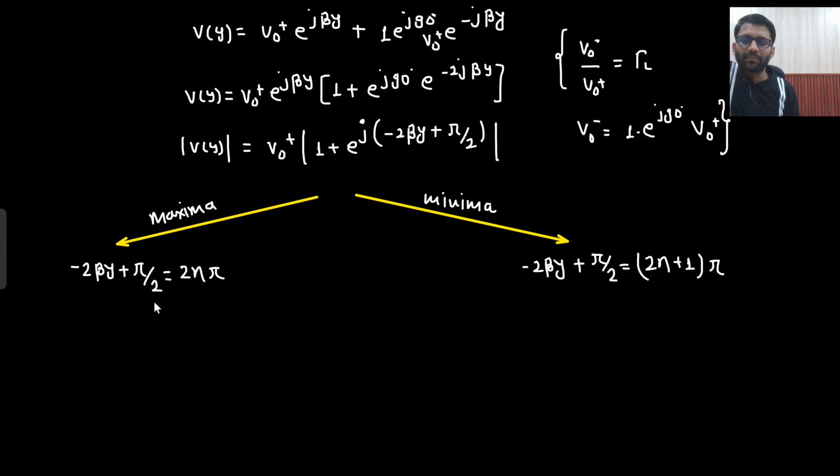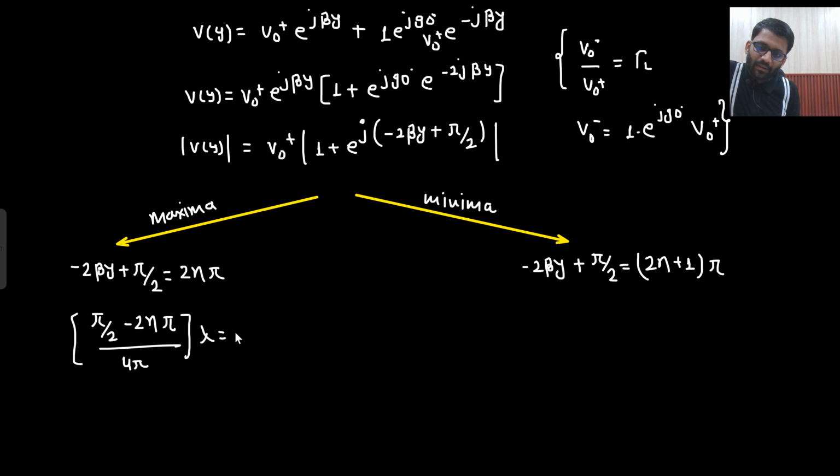So if you solve it, how can you solve it? You need to find the value of y. So what I can do is pi by 2 minus 2n pi divided by 2 beta, that is 4 pi by lambda, is equal to y. So y is equal to 1 minus 4n divided by 8, into lambda.